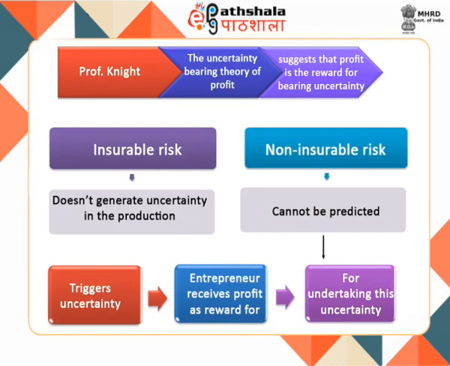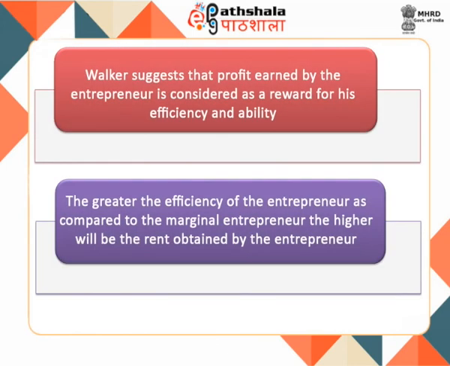Professor Knight develops the uncertainty bearing theory of profit, which suggests that profit is the reward for bearing uncertainty. He identifies the existence of two types of risks in the process of production. One is insurable risk, which does not generate uncertainty in the production, and the other one is non insurable risk, which cannot be predicted. This non insurable risk triggers uncertainty, and the entrepreneur receives profit as a reward for undertaking this uncertainty.